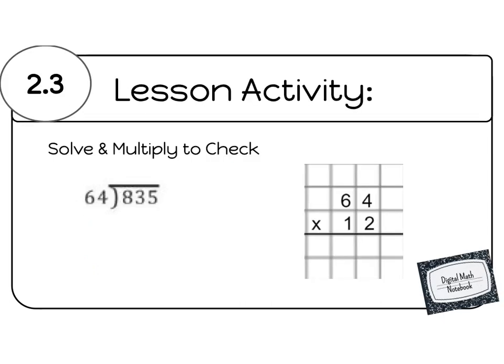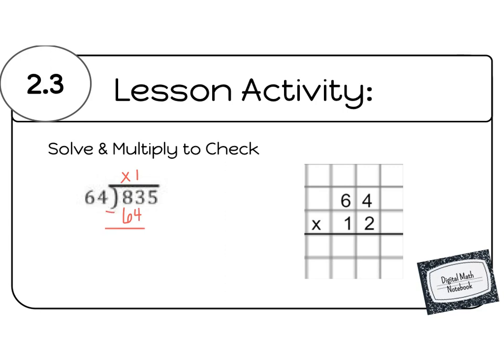All right, friends, it's your turn. Let's get started together. First, we're going to divide, then we will multiply to check. 64 has to travel together, so 64 can't come out of a group of 8. And if we think 60 and 60 is 120, so it can't go in more than once. 1 times 64 is 64, and we subtract.